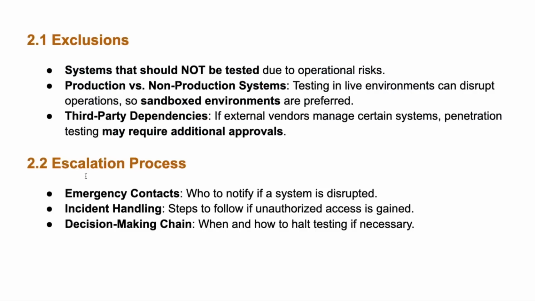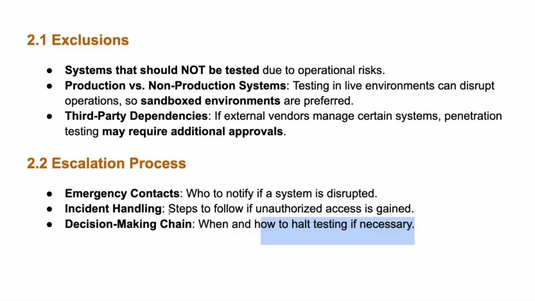And then we have the escalation process. So this is the call tree as well as the playbook that is established when you establish your rules of engagement, right? So you have the emergency contact. Who do you notify if a system is actually disrupted, if a live production system is disrupted? What do we do if unauthorized access is gained during our penetration test from a malicious actor? What is the decision-making chain, right? So who do I call? And how to halt testing if it's necessary? Like, at what point do we say, okay, we need to stop the test because it's very, very crazy, right?